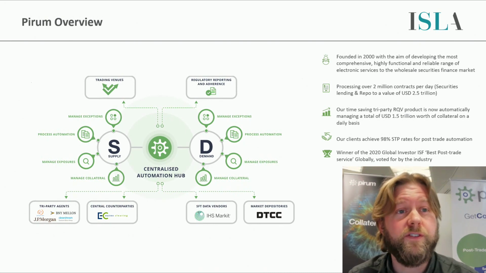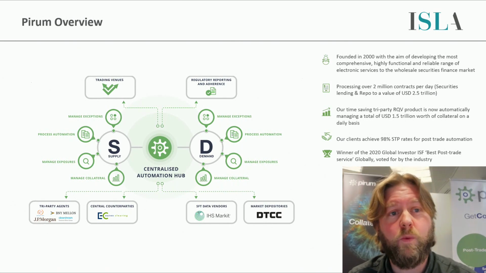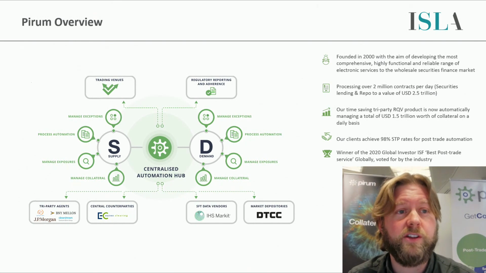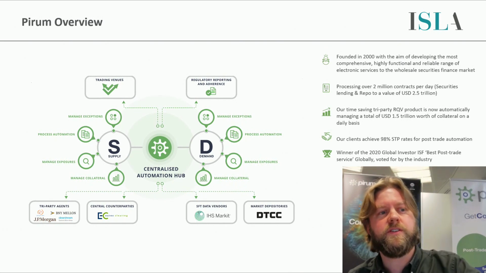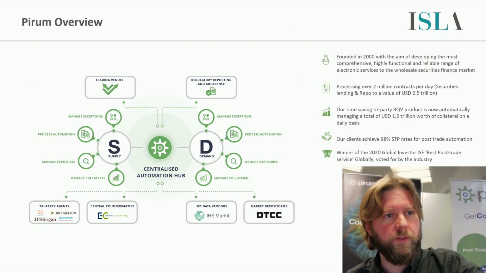We process over 2 million trades per day and see a value of $2.5 trillion per day. Our tri-party service automates $1.5 trillion worth of collateral on a daily basis, and our clients achieve a 98% STP rate for our trade automation services. And we also won the 2020 Global Investor Award Best Post-Trade Service globally.